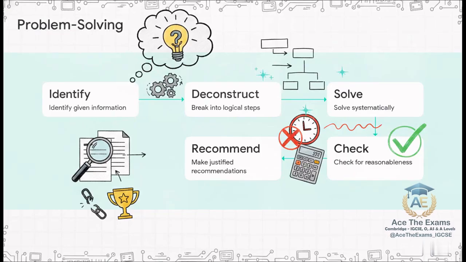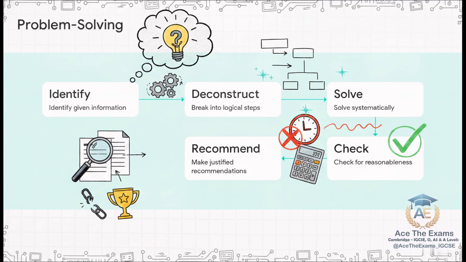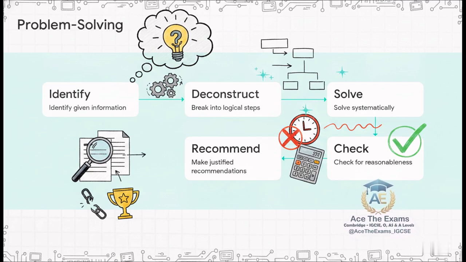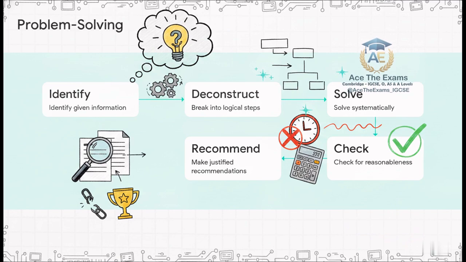Let's move to challenge 2 of our workshop, Find the Flaw. I am going to show you the deconstruct, solve, evaluate loop that top-scoring candidates use. It has 5 steps. 1. Identify the given information. 2. Break it into logical steps. 3. Solve systematically. 4. Check for reasonableness. And 5. Make justified recommendations. Now, imagine a flawed sample paragraph on your screen.